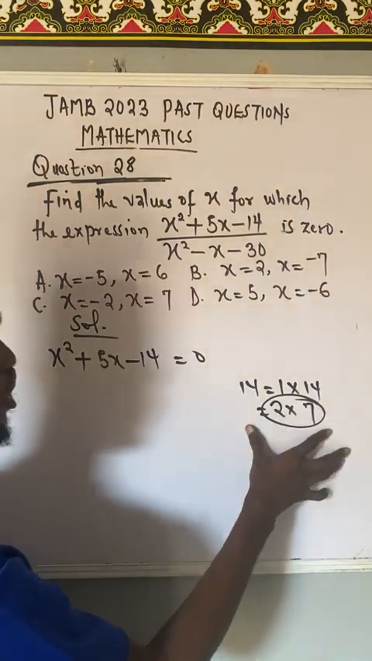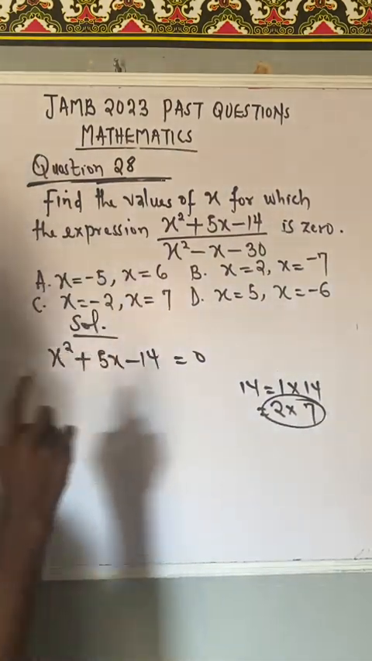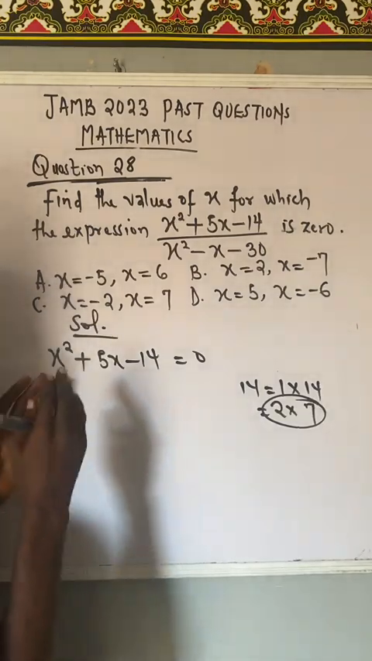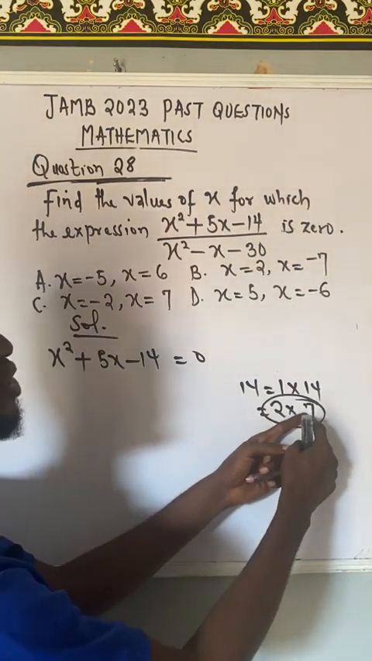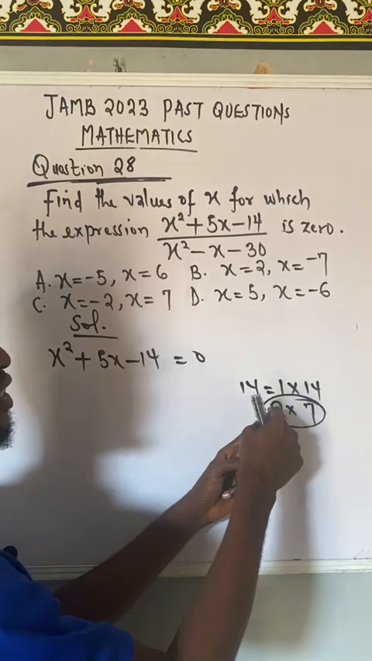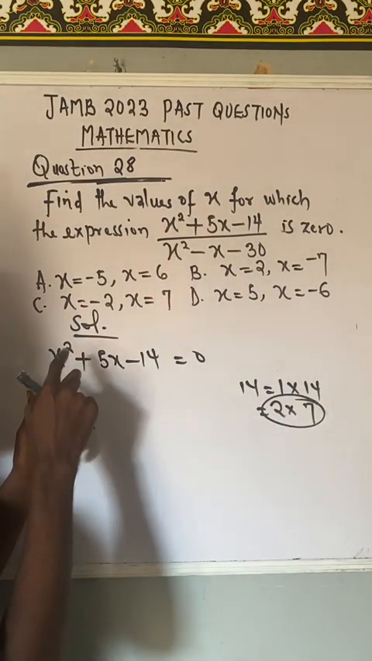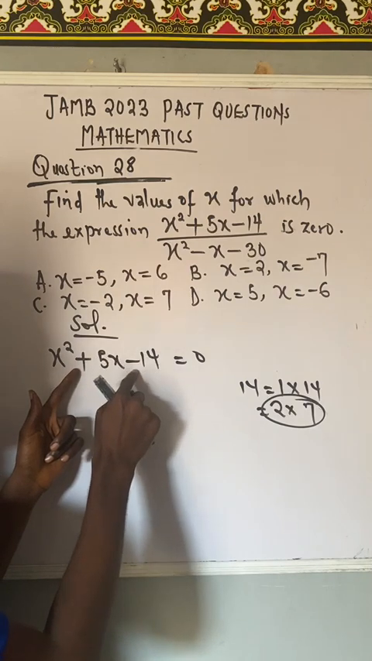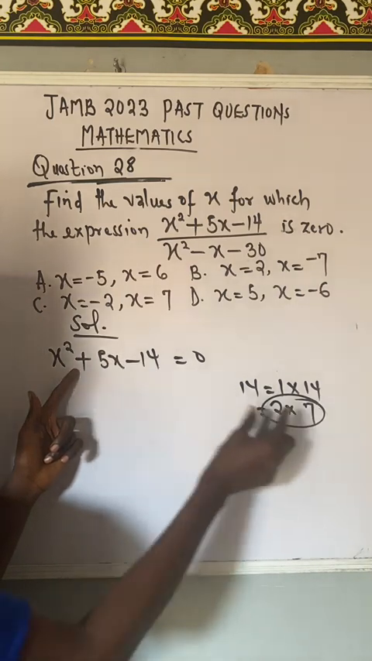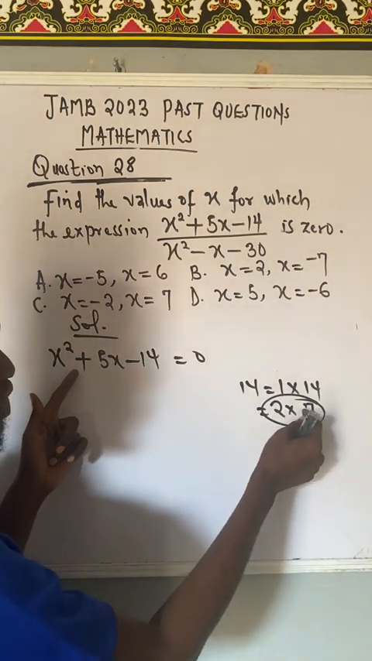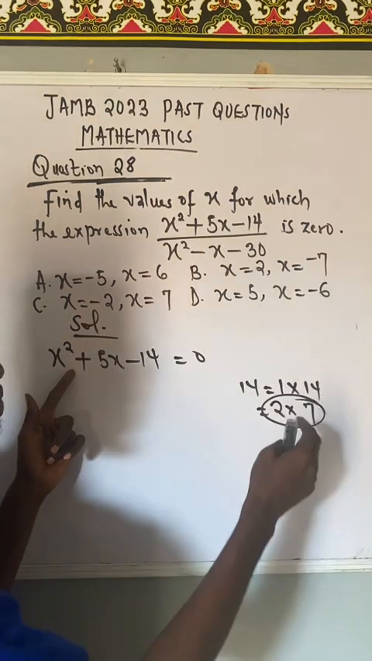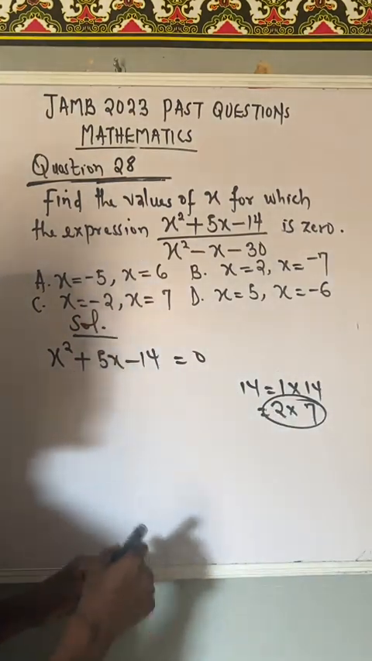Now, how do we achieve positive 5 from here? Good. It is by letting the bigger number be positive and the smaller number be negative. In short, anytime the middle term is positive and the last term is negative, just make sure that the bigger number among your two numbers should be positive and the smaller should be negative.